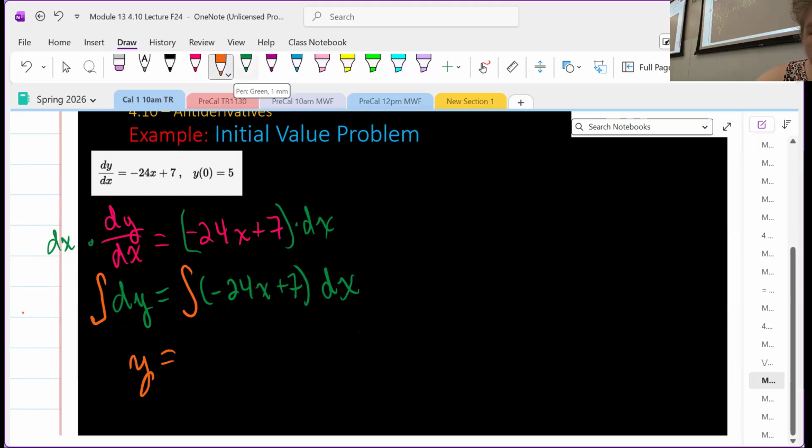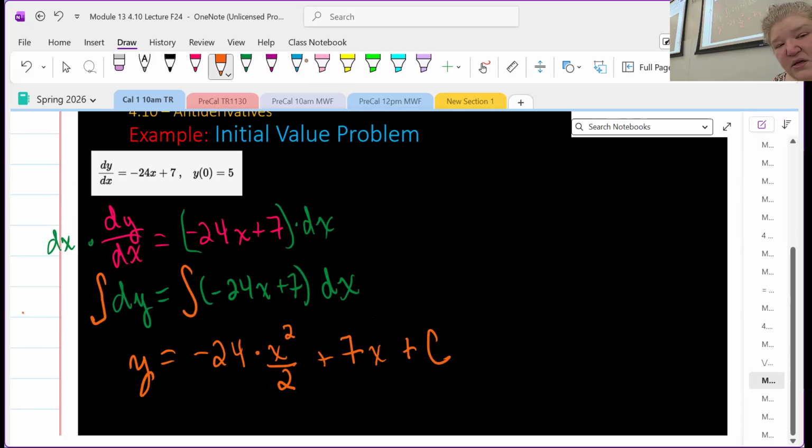So the negative 24x, I'm going to keep my negative 24. And then the x will become x squared over 2, plus the antiderivative of a constant, which is the constant times x, because if I did the derivative of that, it'd go back to 7. And then my plus c. So I had a linear function. My antiderivative is a quadratic. That makes sense because the derivative of a quadratic goes down to a linear function.